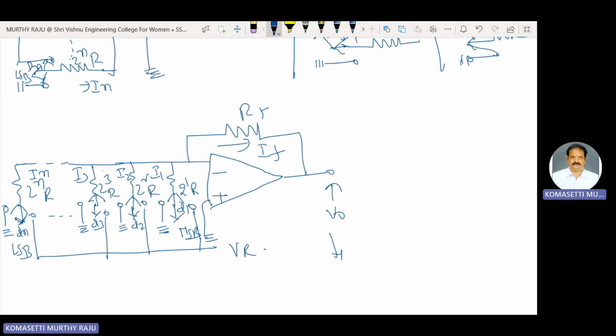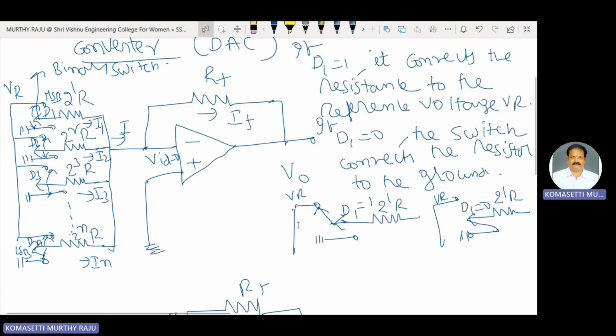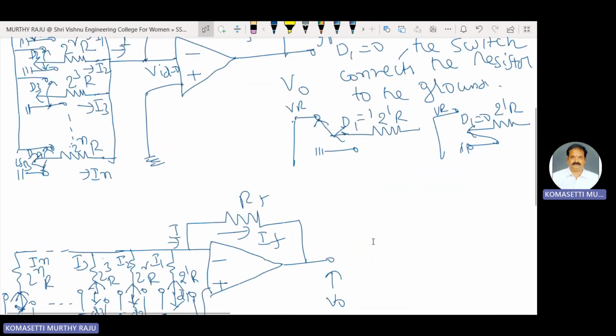This one is a switch. The total current I is equal to I1 plus I2 plus I3 and so on up to IN. This is the representation of a simple weighted resistor digital to analog converter.